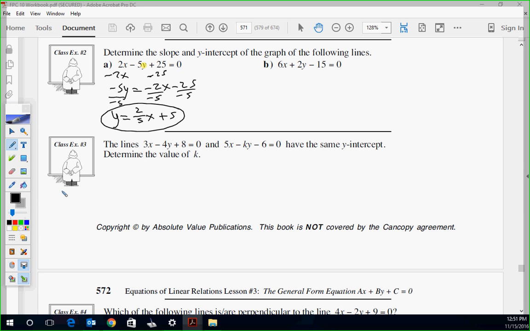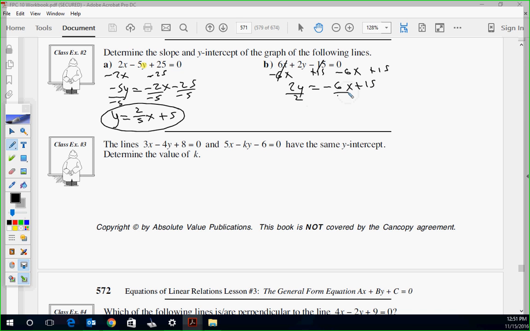Okay, so first step, Logan, what's the first step? What would you do? -6x. Perfect. -6x works. And plus 15. Okay, so those are gone. You have 2y, -6x plus 15. And Joseph, what would you do now?